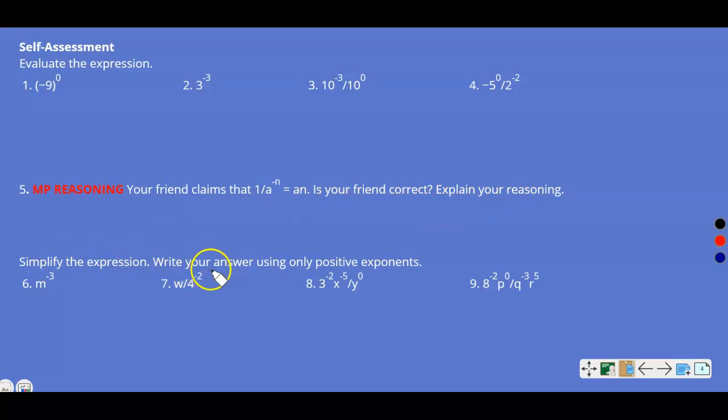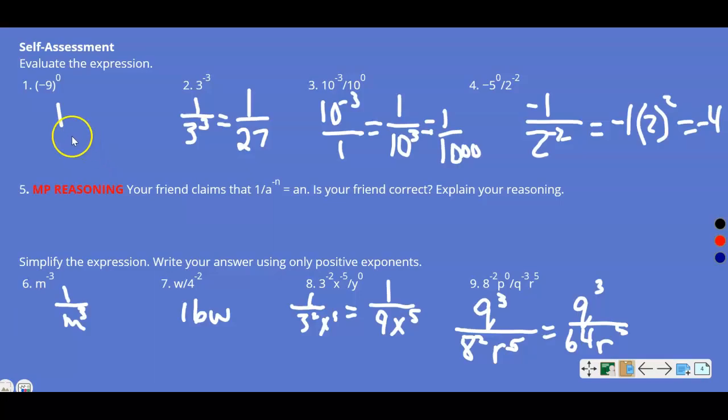Simplify the expression. Write your answers using only positive exponents. There are 4 more examples here that you need to simplify. Just pause the video, work these out, see how you do, and come back to see if you get the correct answers.